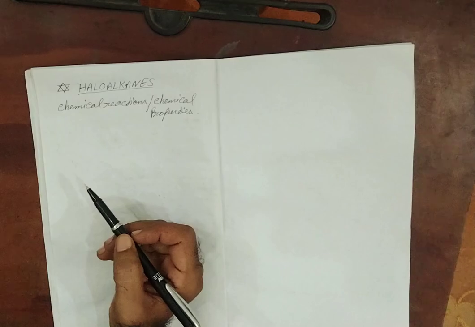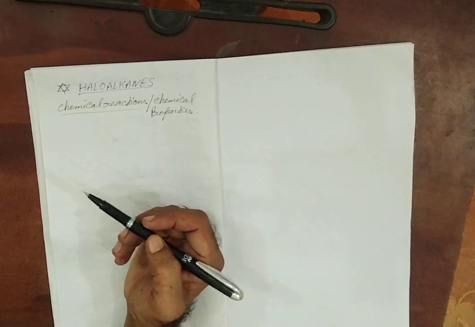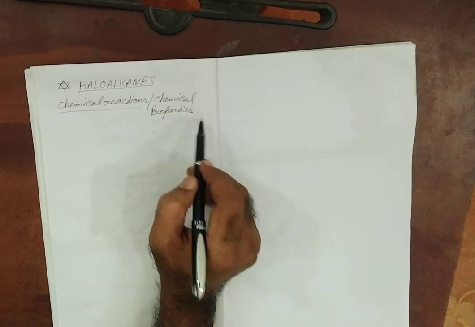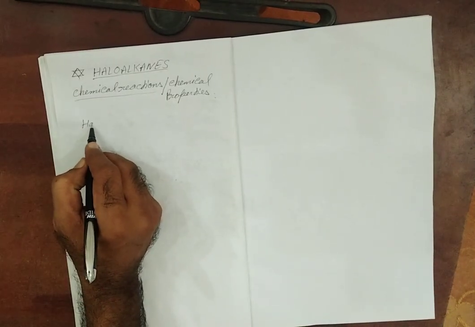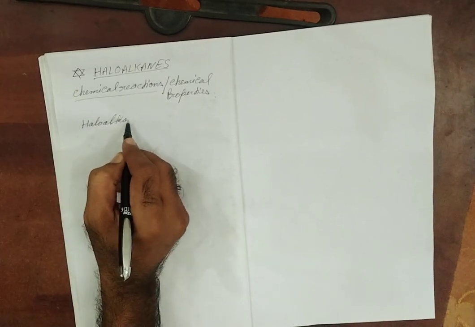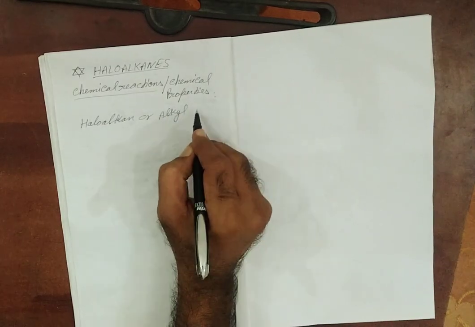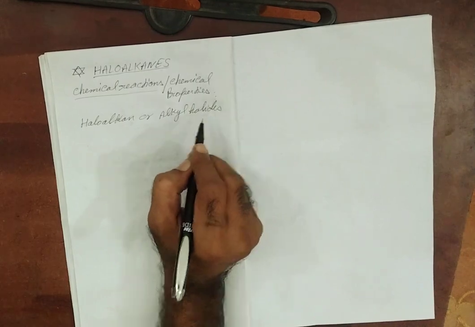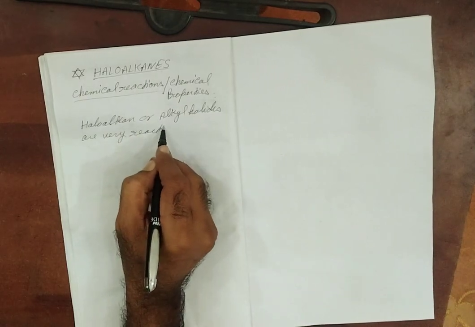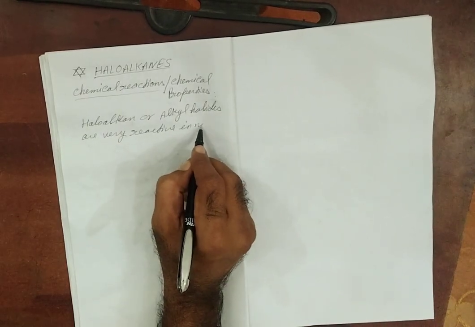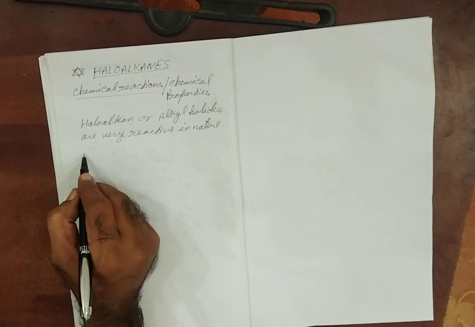Now today let us discuss haloalkanes, the chemical reactions that haloalkanes undergo and their chemical properties. Actually, haloalkanes, or we can say alkyl halides, are very reactive in nature, and normally they undergo four types of chemical reactions.